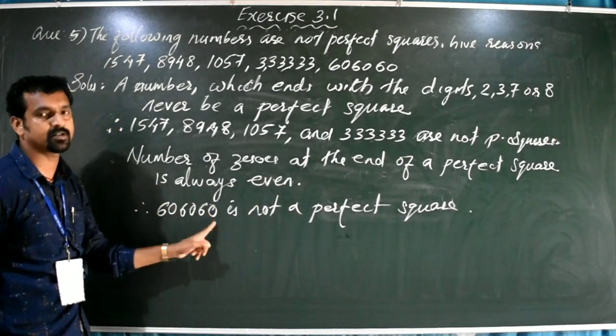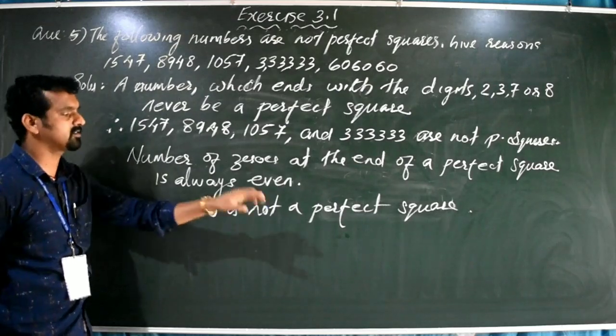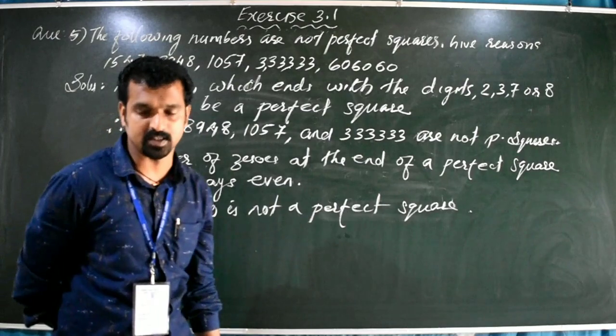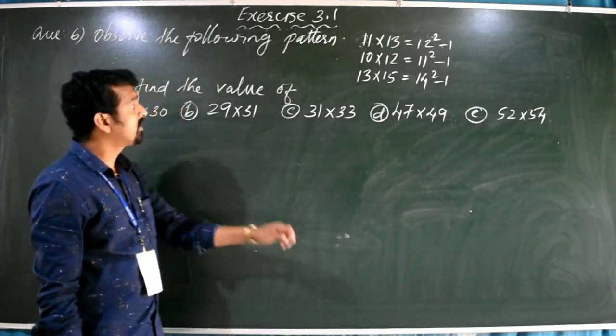So an odd number of zeros will not come. So that is why this one is also not a perfect square. Now question number 6.